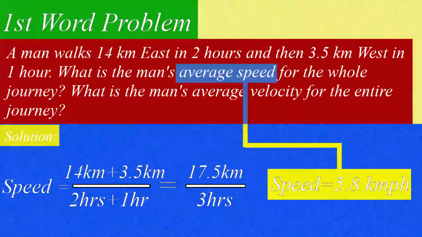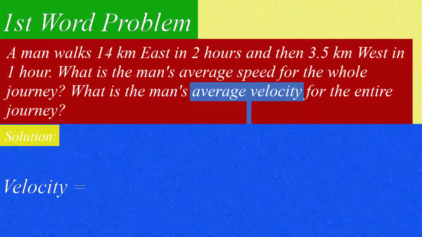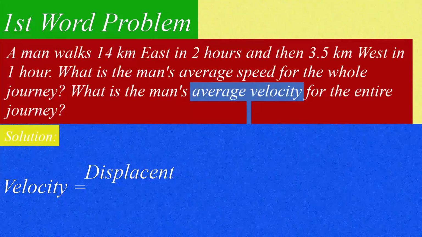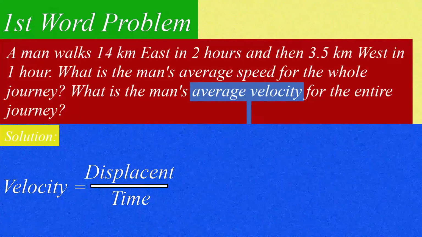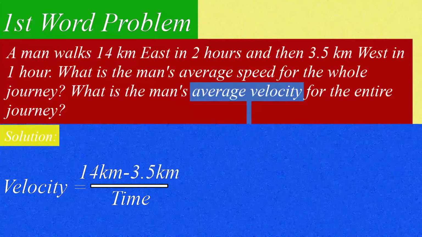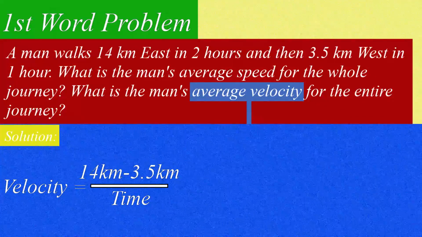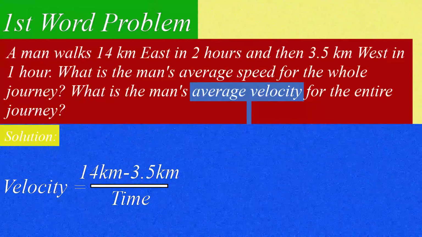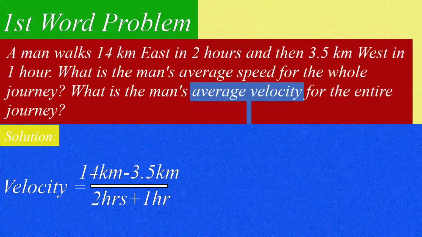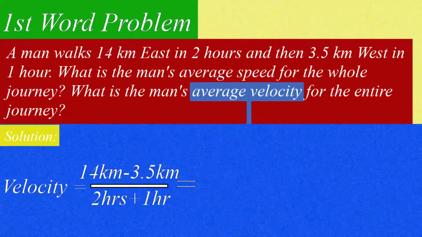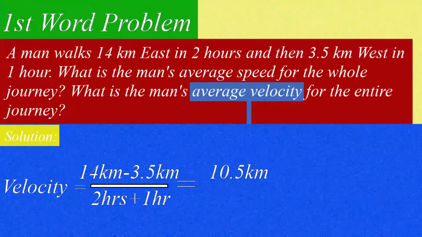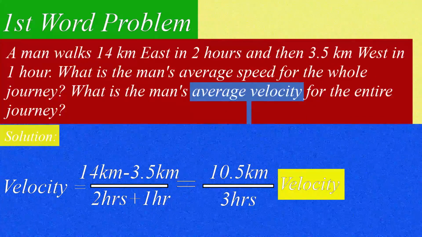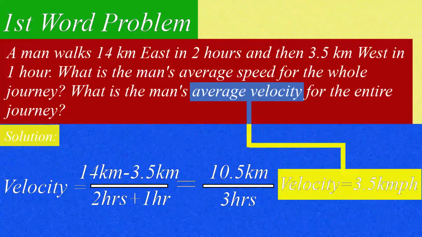Now we have to find the average velocity. In order to find our average velocity, we use the formula displacement over time. Our displacement is 14 kilometers minus 3.5 kilometers. This is because they are heading in two different directions. And our time is 2 hours plus 1 hour. So the formula for our velocity will be 10.5 kilometers over 3 hours. And the man's average velocity will be 3.5 kilometers per hour.